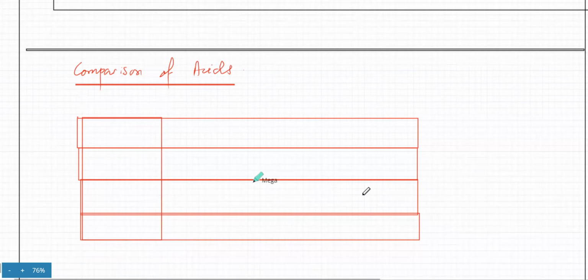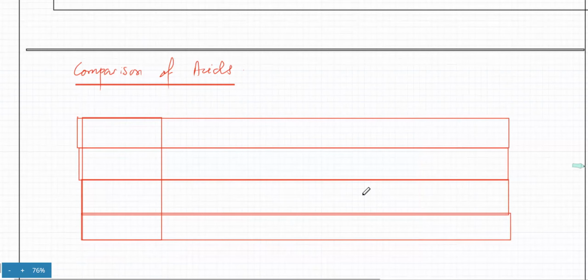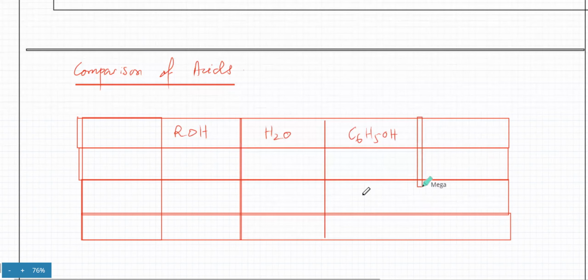So four types of compounds that are considered acidic. The first one is alcohols. Okay, so that's ROH. That's the first one. The next one is, I'm going to put in water over here. Then you're going to have phenols, which are C6H5OH. And finally, the last one is going to be carboxylic acids.